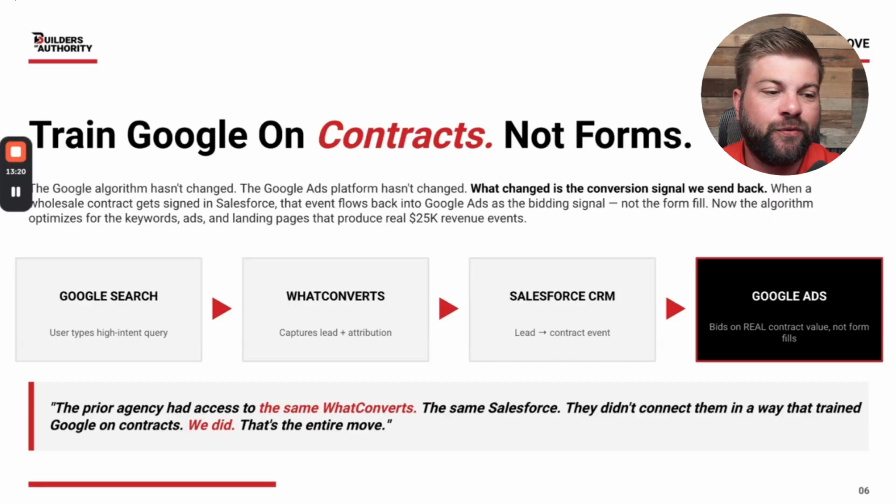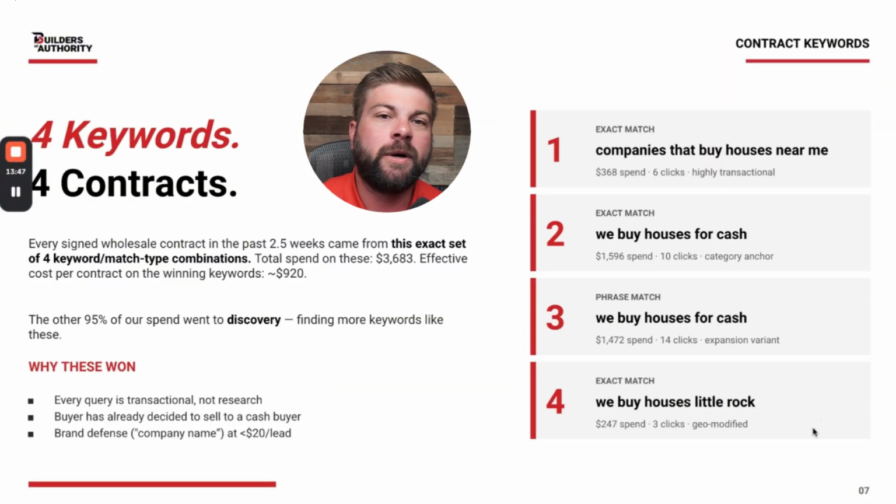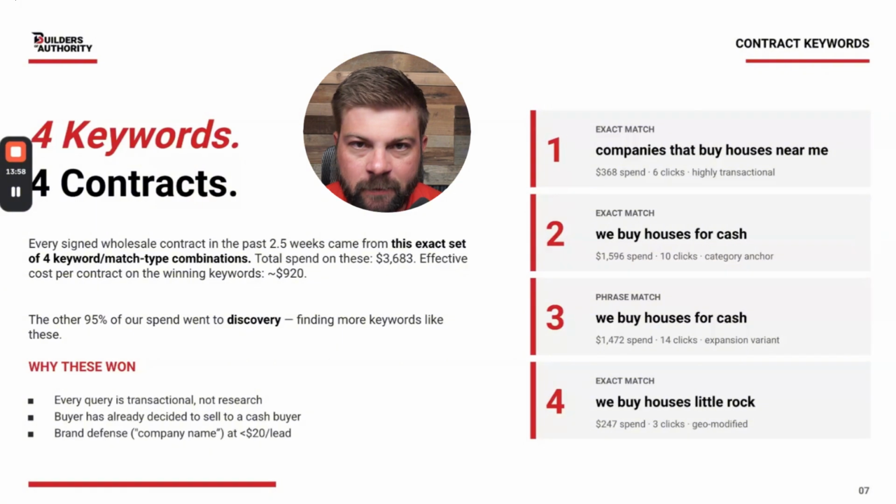So this is what the full cycle looks like and what the prior agency was also not doing, and our client didn't own the ad account, which was like a double whammy. We're going to take a look at this slide here, which goes over 4 of the keywords, right? This slide, the 4 keyword slide of where the contracts have come from already. So look at this, 4 contracts in 2.5 weeks. They came from 4 specific keywords right here.